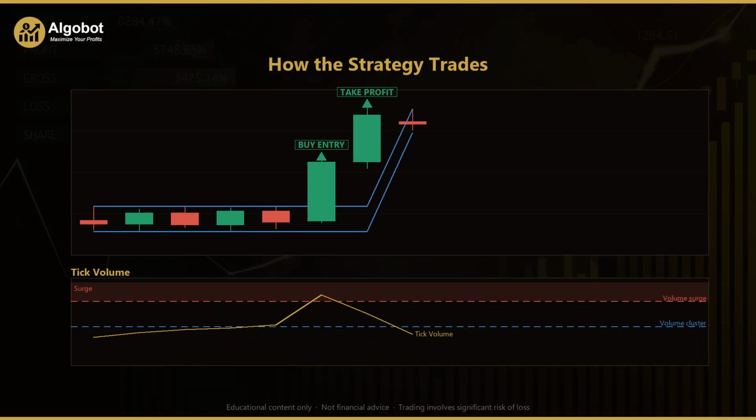All three conditions now align, and the buy entry marker appears right at that breakout bar. This is the moment the strategy steps in, positioned for the one-sided move it expects as stop orders above the zone are activated. Follow the next candles.